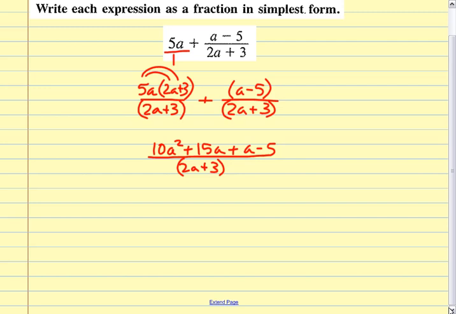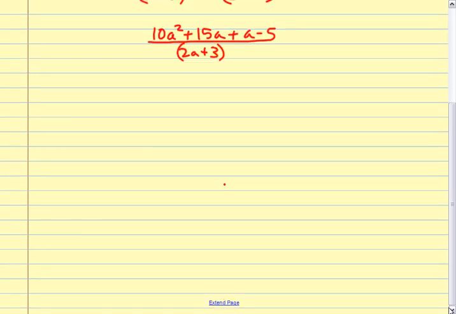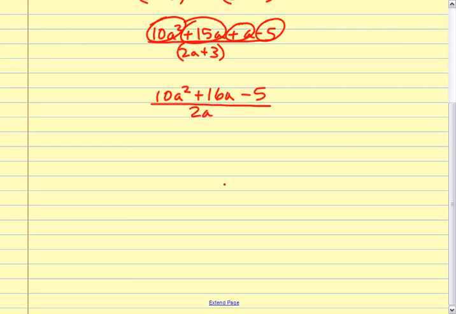And now I'm going to combine any common terms. 10a squared has nothing to go with, so it's just going to be 10a squared. 15a plus a is 16a. And then I've got minus 5 at the end. Wait, do you want us to factor? Over 2a plus 3. Now, Ryan, am I done?